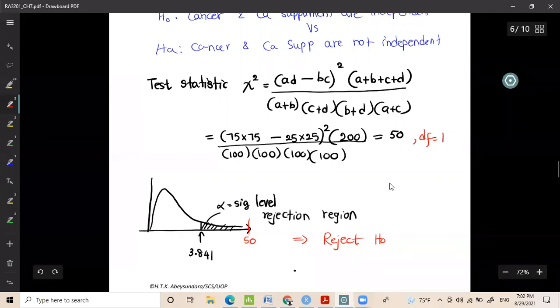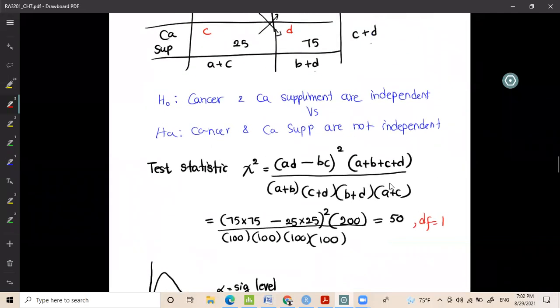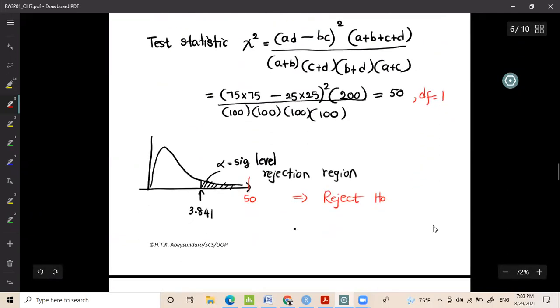Right. So when you say you reject H0, independence is gone. So what does that mean? Cancer and calcium supplement, whether you take it or not, are not independent. So you see that there is a dependency. Or you can say there is an association between getting cancer and taking or not taking the calcium supplement. So shall we write our conclusion?